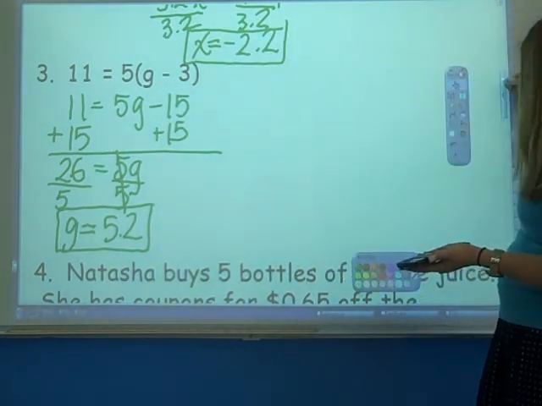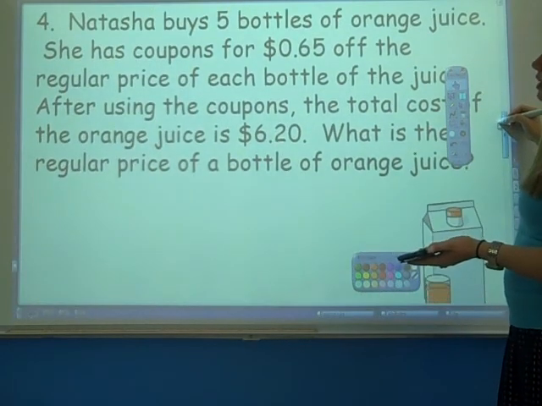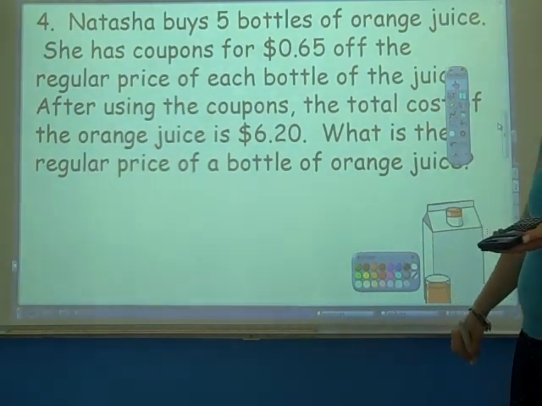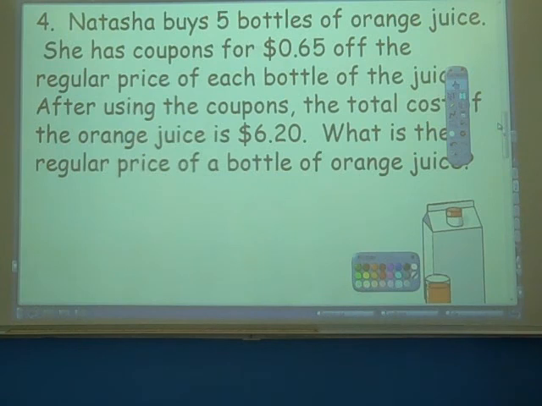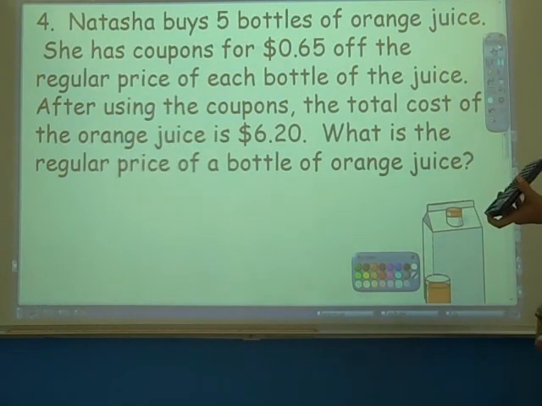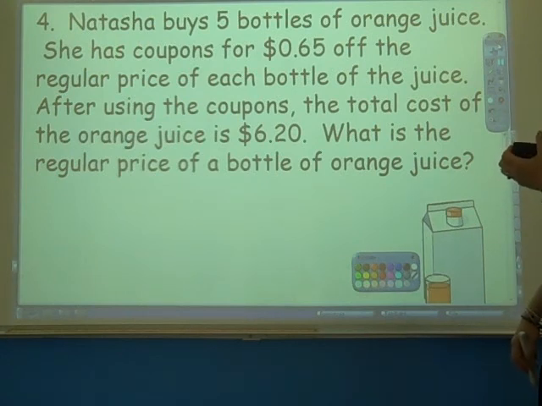Okay, word problem. Yes, you are to copy this down. Natasha buys 5 bottles of orange juice. She has coupons for 65 cents off the regular price of each bottle of the juice. After using the coupons, the total cost of the orange juice is $6.20. What is the regular price of a bottle of orange juice?